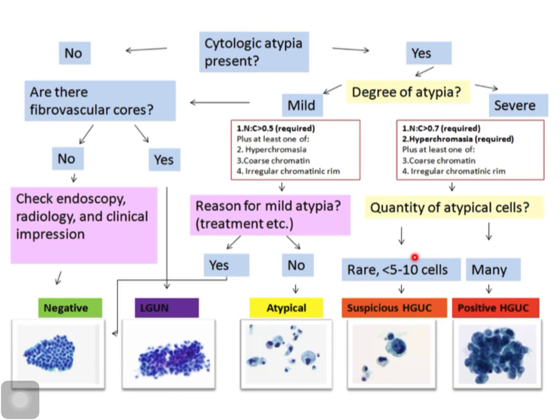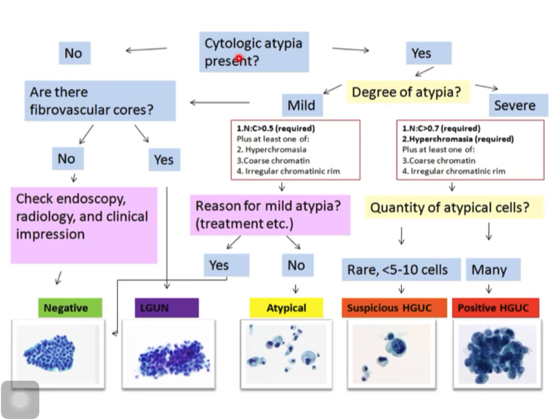If these kinds of cells are less than 5 to 10 cells, it can be considered as suspicious for high-grade urothelial carcinoma. If the cytologic atypia is mild, that is NC ratio is more than 0.5 with either one of hyperchromasia or coarse chromatin or irregular nuclear membrane, and the reason for mild atypia is not known, then it can be diagnosed as atypical urothelial cell. If the reason for mild atypia is known, like urolithiasis, catheterization, polyoma, and treatment with BCG immunotherapy, etc., then it can be considered as negative for urothelial carcinoma.